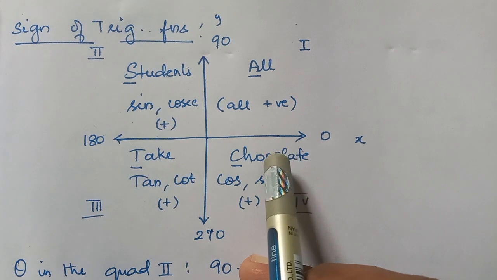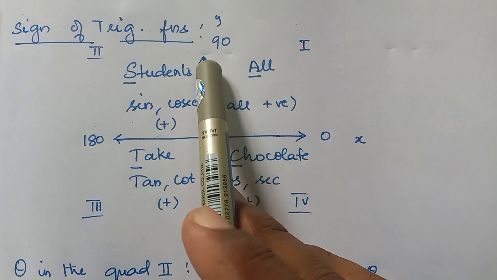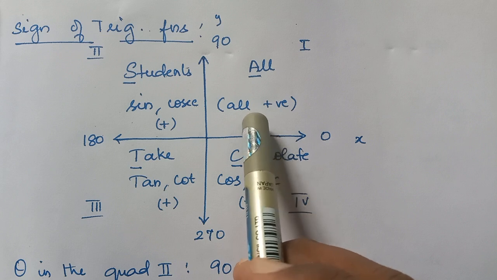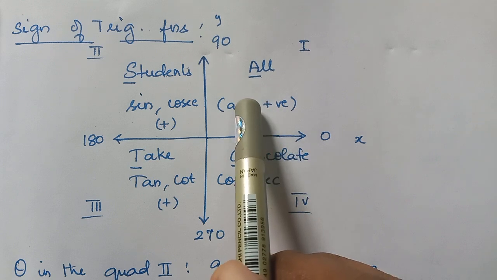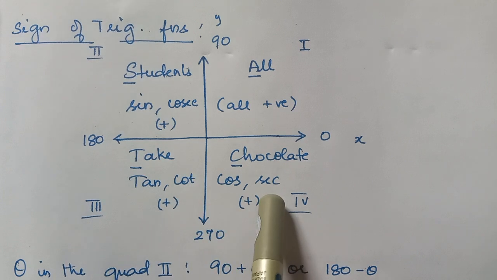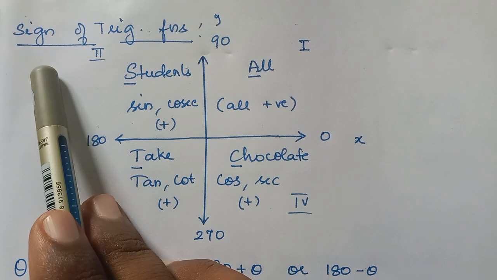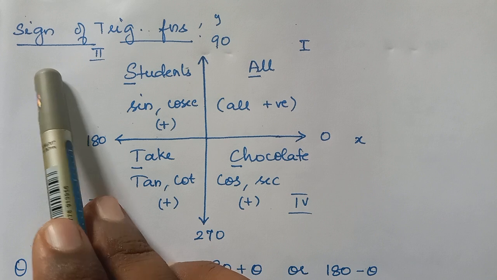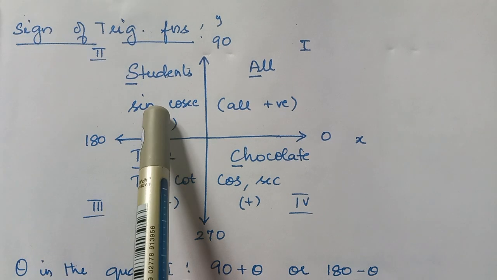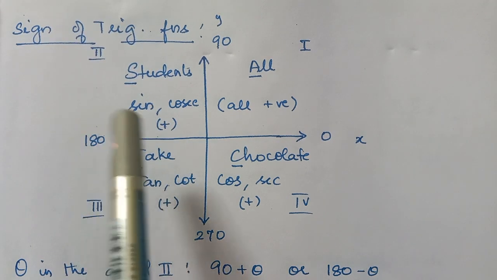See, the values you have seen for 0 to 90 for sine, cos, tan and all the co-functions, the same values will be repeated for the second quadrant, third quadrant and fourth quadrant. The only thing is the sign differs. So the same value will be repeated, only the sign changes. So we have to find that.